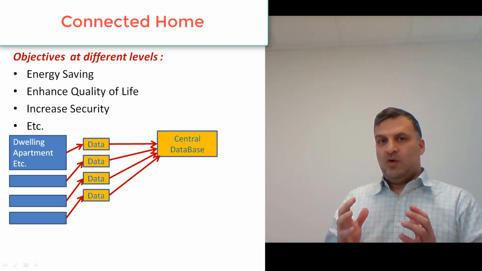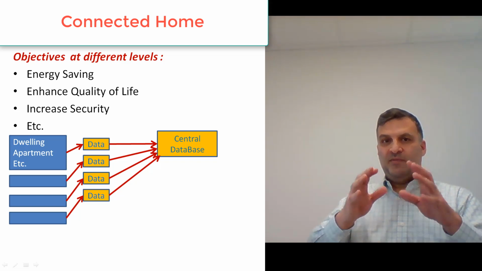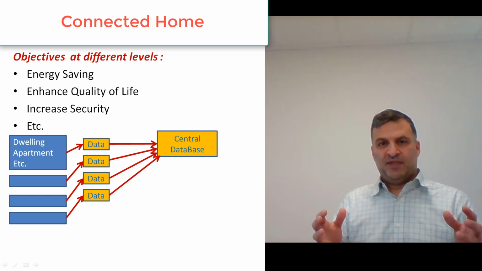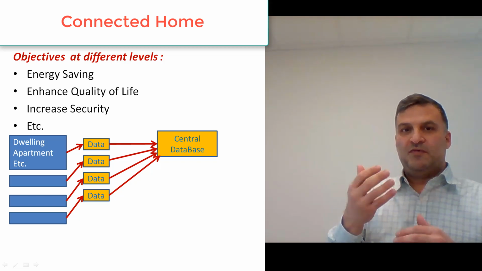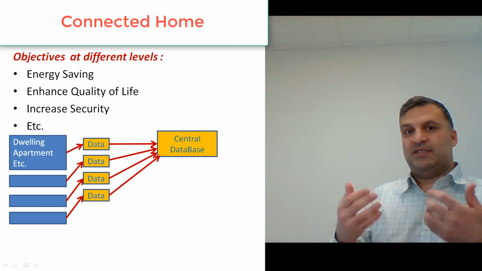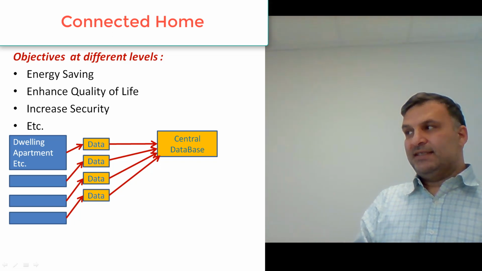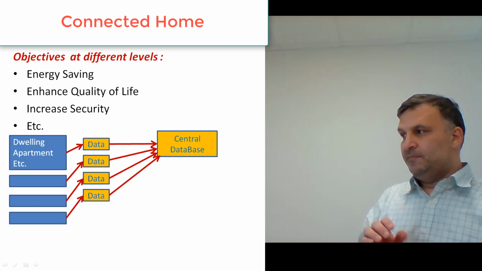Our goal is to better understand the house, the building, the neighborhood, the city, in order to improve our houses, our neighborhoods, our cities, our world. So it is not an individual goal.